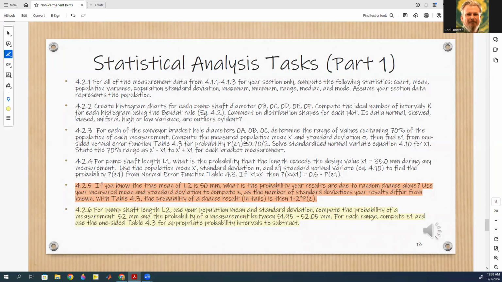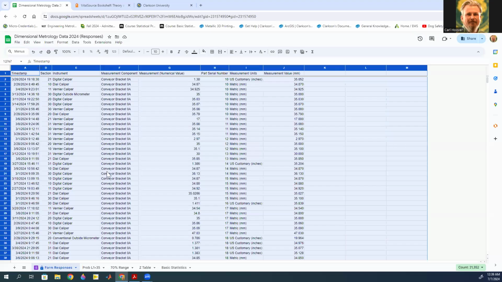We'll take a look at statistical analysis tasks 4.25 and 4.26 next. We're looking at pump shaft length L2, and the first question is, if the true mean L2 is 50 millimeters, what's the probability that your results from section 10 are by random chance alone? And 4.26 asks us to find the probability of a measurement of 52 millimeters and the probability of measurements between 51.95 and 52.05. So we'll take a look at the data and try to work that out.